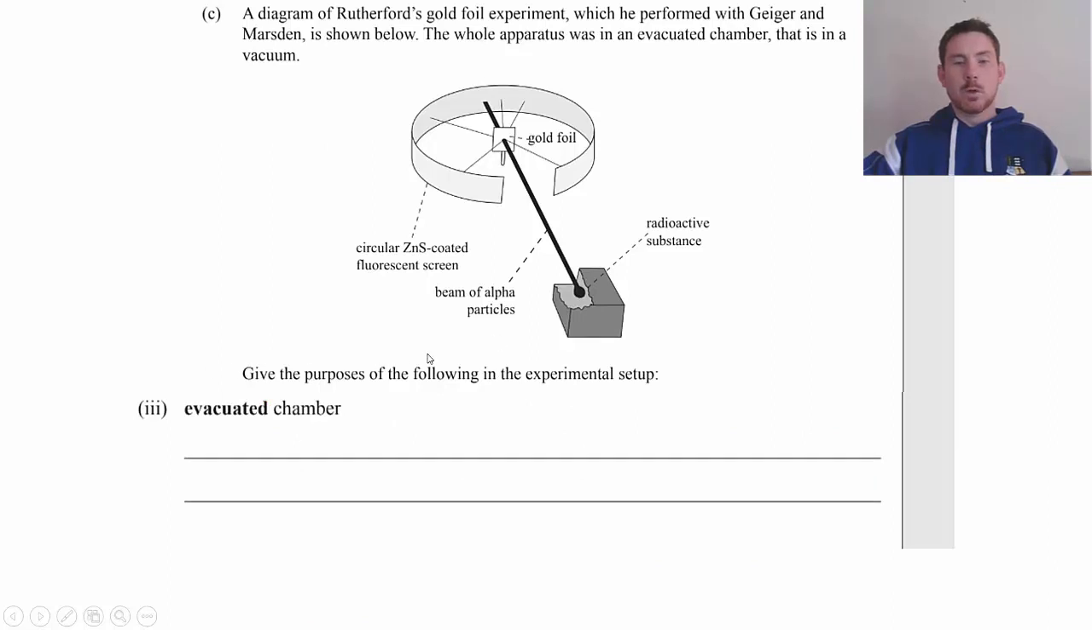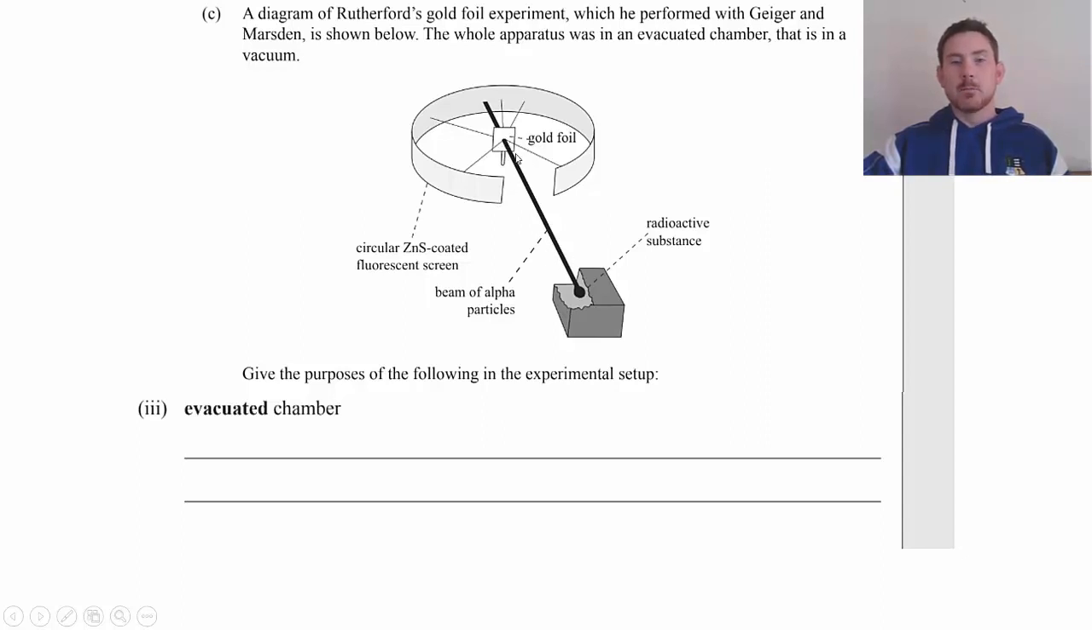So what was the purpose of the evacuated chamber? The evacuated chamber, as stated in the question up here, is a vacuum, and that means that there is no air or gas particles inside the whole chamber. And the reason that it had to be evacuated is that the alpha particles could be deviated or ionized with air particles before they interacted with the gold foil. And so the chamber had to be evacuated in order for all of the alpha radiation to be accounted for.